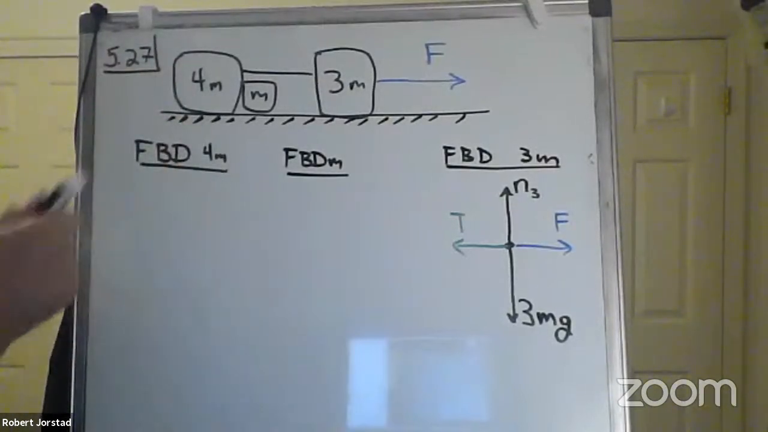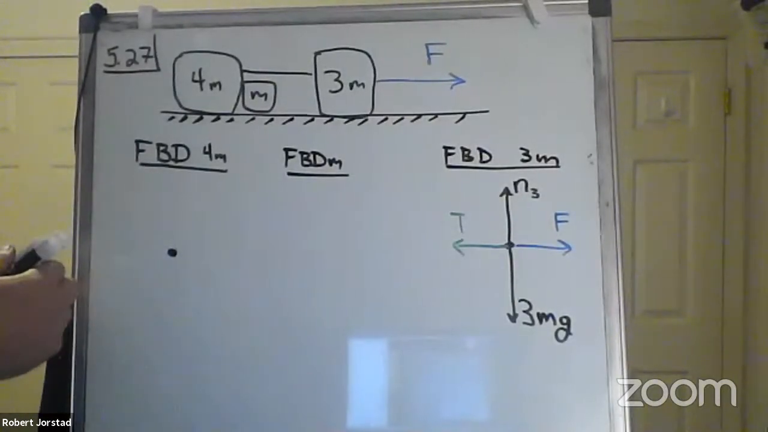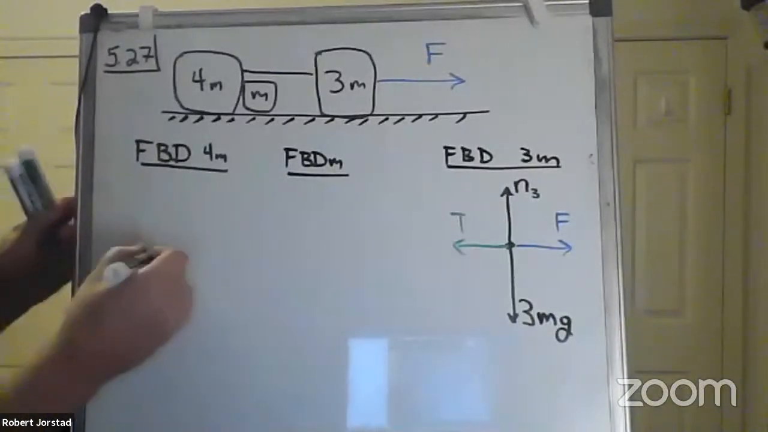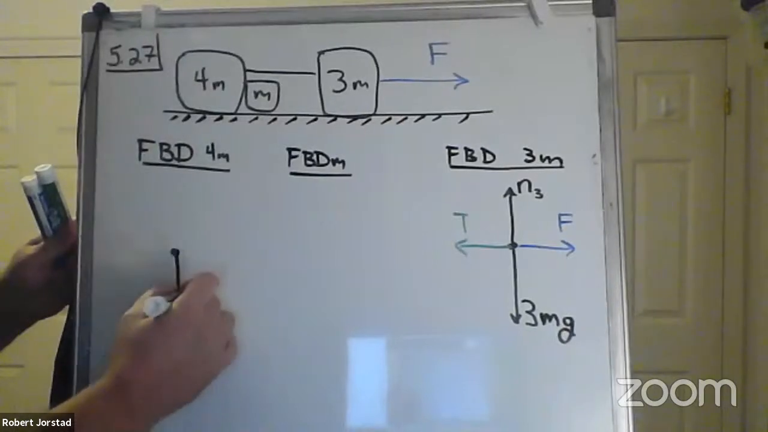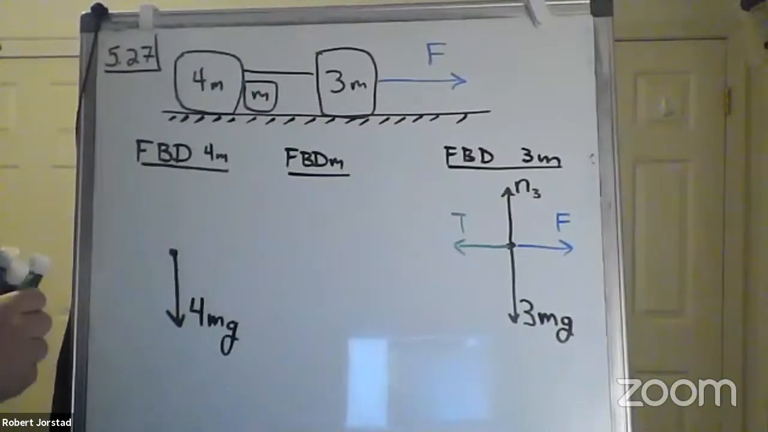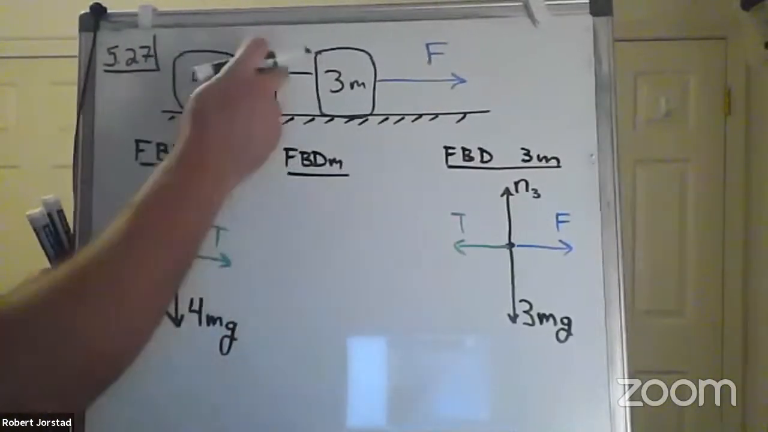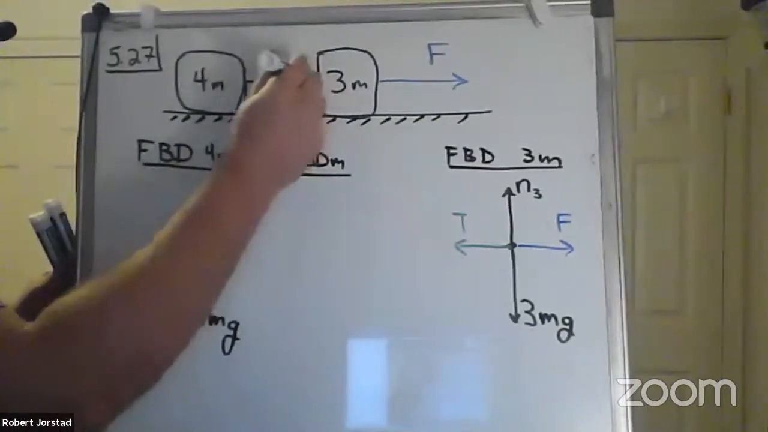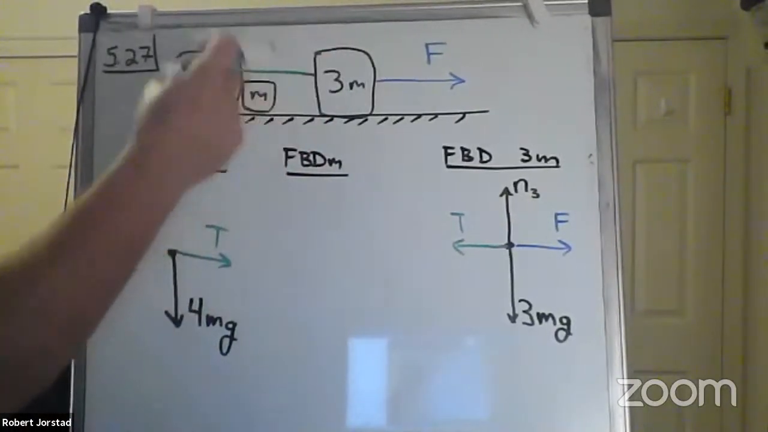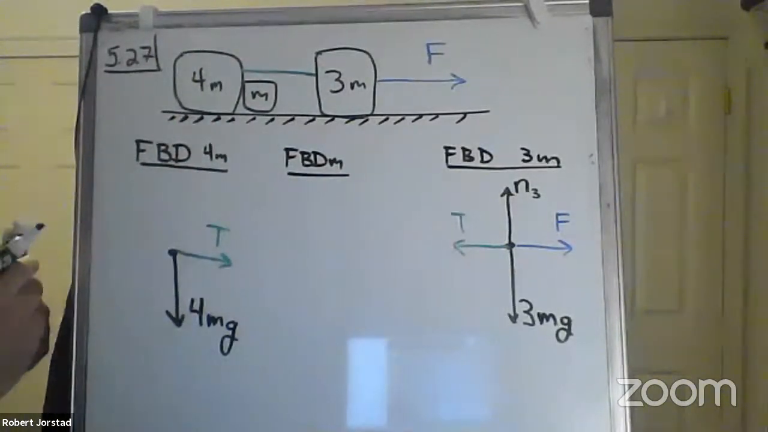Maybe let's do 4M next. What's one force on 4M? The 4mg. 4mg, I love it. Rather than try to draw it to scale, I'm just going to get it done. What else? You've got T. T, which way? To the right. So think about it: T is the tension in this green cable right here. There's tension pulling backwards on 3 and forwards on 4M. All right, good.